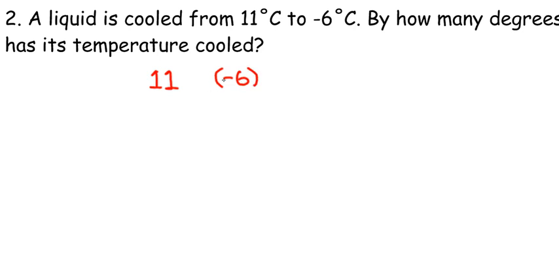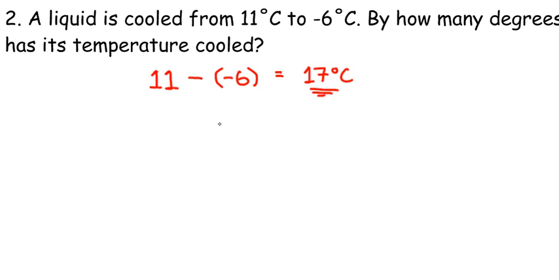A difference mathematically is always a takeaway. If you want to find the amount of change you get from something, you take it away from the amount of money. A difference is always a subtraction. I wrote my negative number in brackets because that's how I would enter it into my calculator. 11 take away negative 6. If I have access to a calculator, it's fine. So that is going to give me 17 degrees Celsius as a drop in temperature.